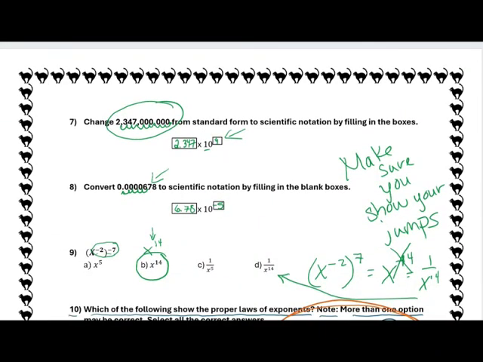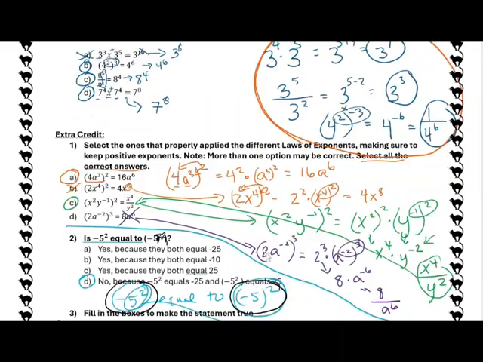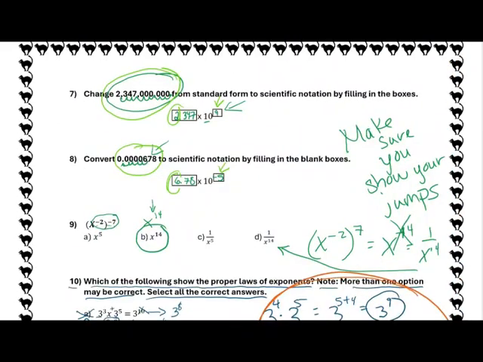Scientific notation, there has to be one coefficient in front of the decimal each time. All right, if it's a small number, it's going to have a negative exponent. If it's a big number, it's going to have a positive exponent. Okay. All right, good luck.